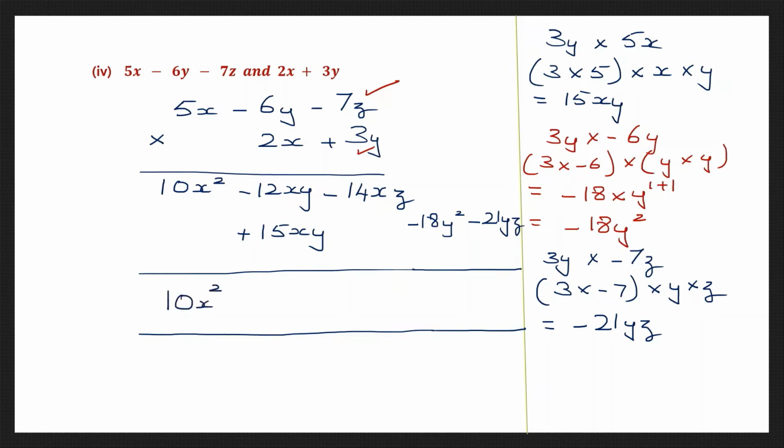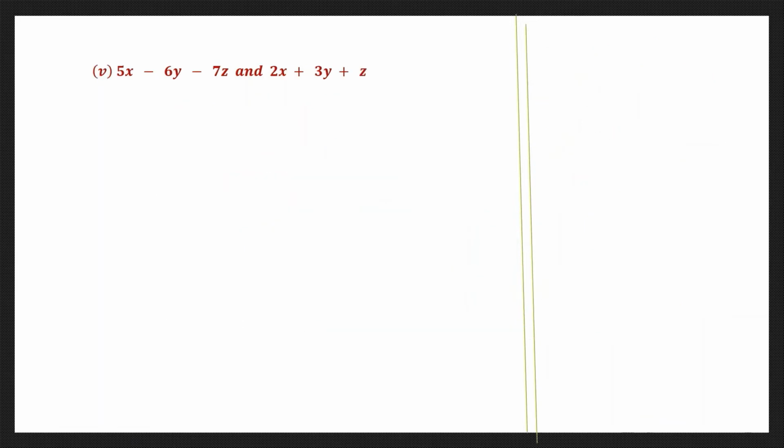So let's do it all now. 10x squared. Now here signs are different. Let's put the sign of the bigger number and subtract. 15 minus 12, 3. 3xy minus 14xz minus 18y square and minus 21yz. So this is our answer. Next question, let's work this out.